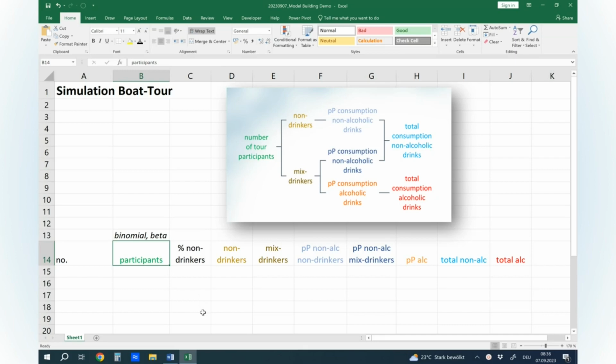To determine the number of non-drinkers and mixed drinkers, I'll simulate a percentage of non-drinkers, again using a beta distribution. Subsequently, the counts for non-drinkers and mixed drinkers can be derived by a simple multiplication. The per-person consumption of non-alcoholic and alcoholic drinks is maybe the result of a multitude of factors, fluctuating around some average values. Therefore, it probably makes sense modeling them as normally distributed.